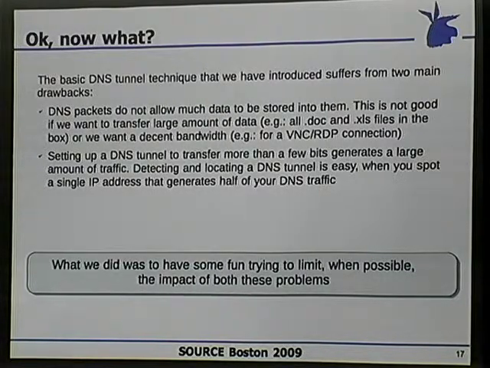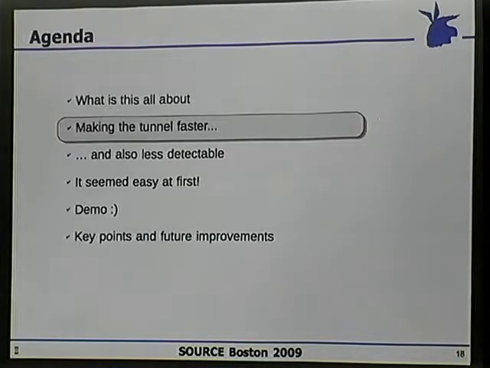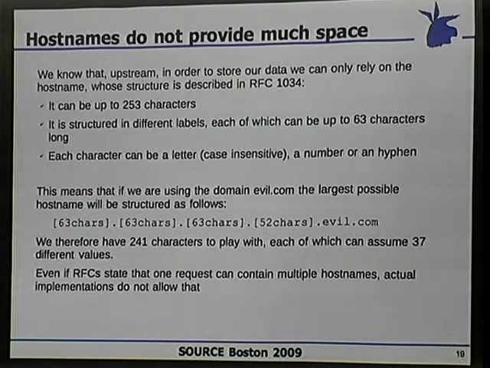Also, another problem is the fact that a DNS tunnel generates a massive amount of DNS requests in order to transfer a significant amount of data. So detecting and pinpointing the machine that is responsible for that traffic is not a hard task to do. So in our spare time, we thought, okay, let's see if we can partially solve those problems. And so the first point was to make the tunnel faster, and Nico is going to talk about that a little bit.